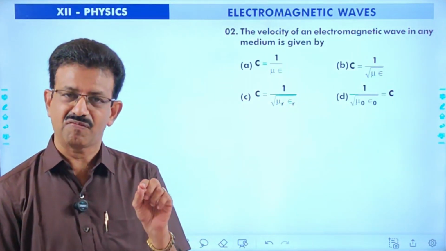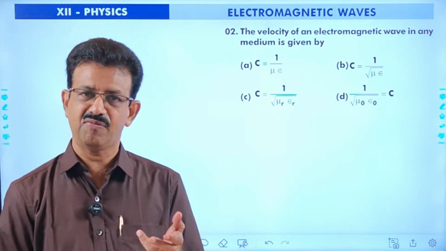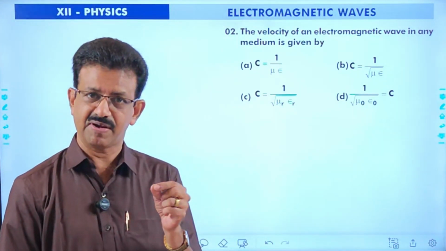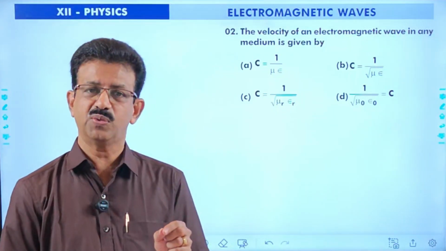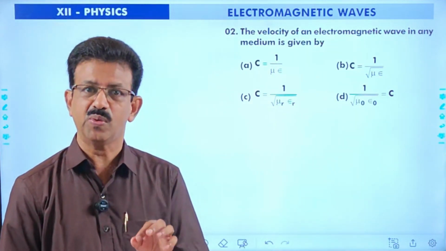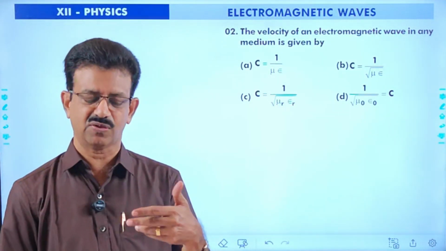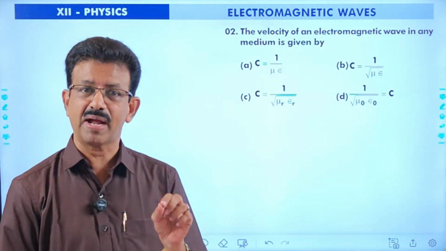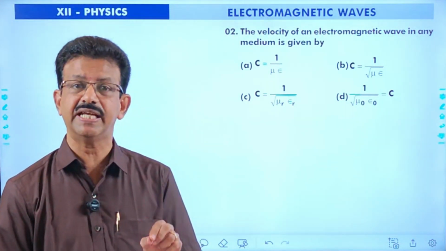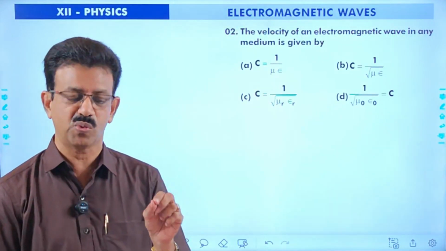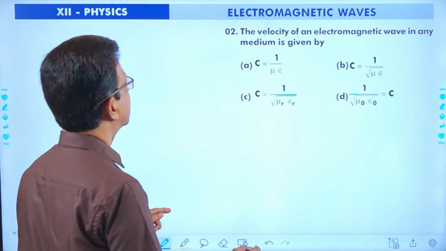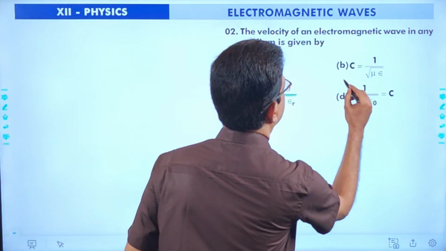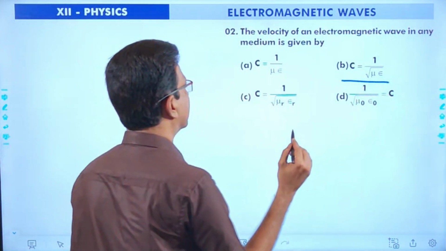Then the speed of light, or the speed of an electromagnetic wave generally, is given by c. Wave velocity is given by c equal to 1 by root of mu epsilon. In the discussion of the first question, it is already mentioned. Therefore, the speed of an electromagnetic wave is generally given by c equal to 1 by root of mu epsilon. Here, therefore, the correct choice is c equal to 1 by root of mu epsilon.